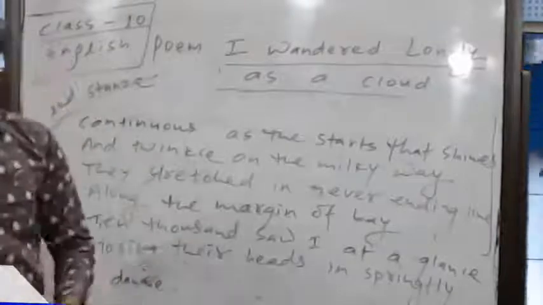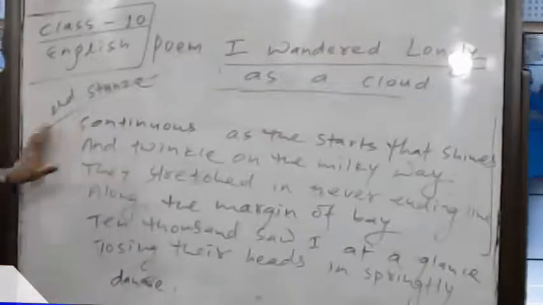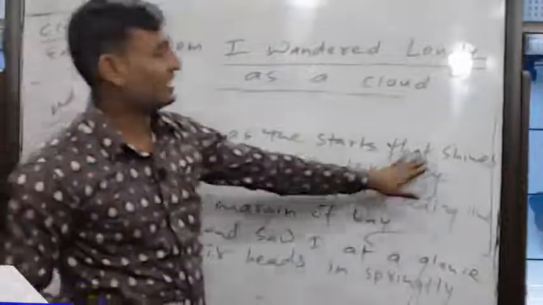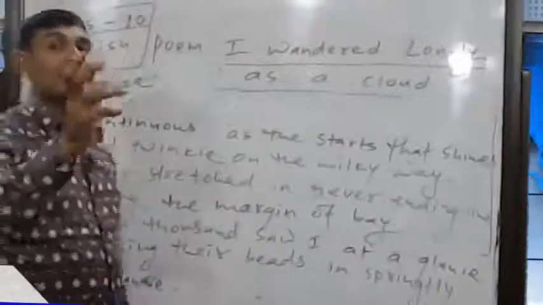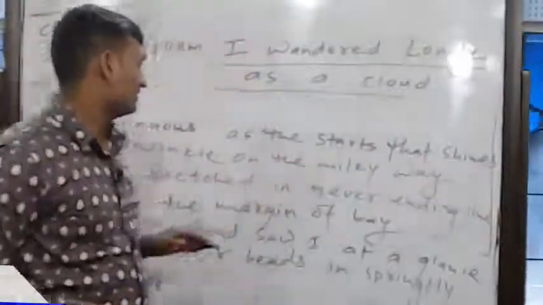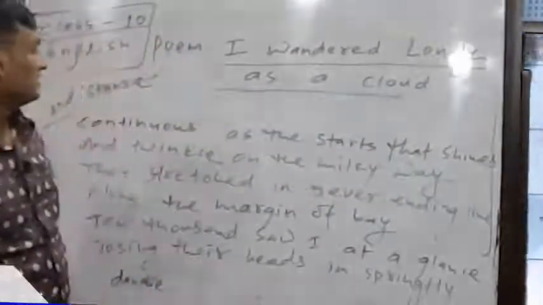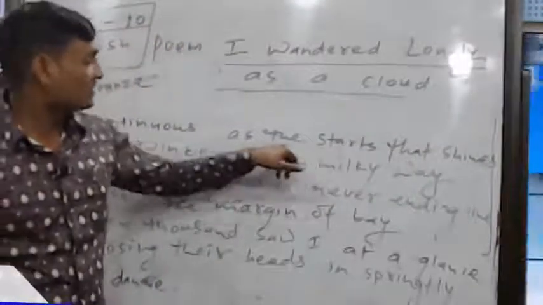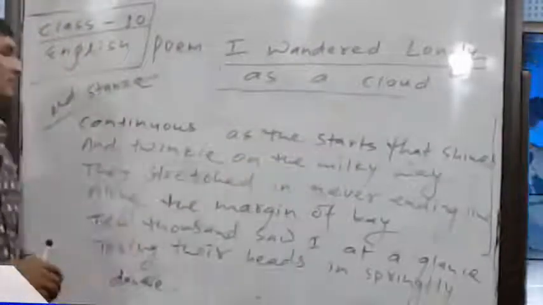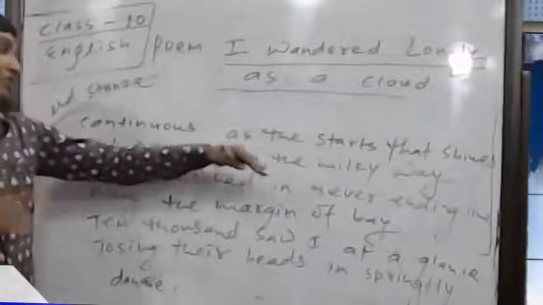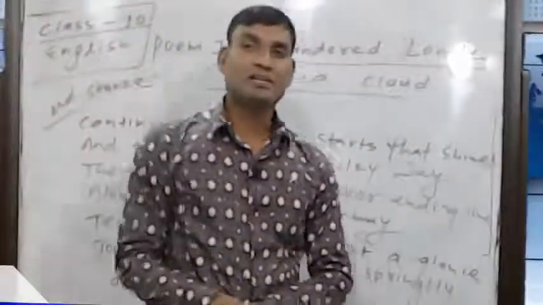Okay, dear students, listen. Then we are going to the second stanza. In the second stanza, the poet said, continuous as the stars that shine. It means all the daffodils are continuous, they shine like stars. Continuous as the stars that shine means all the daffodils shine like the stars. There is a simile, as the stars. All the daffodils shine like stars, continuous, and twinkle on the Milky Way, the galaxy way.